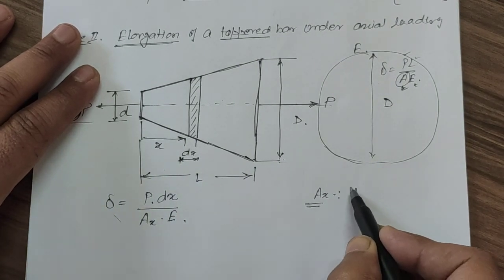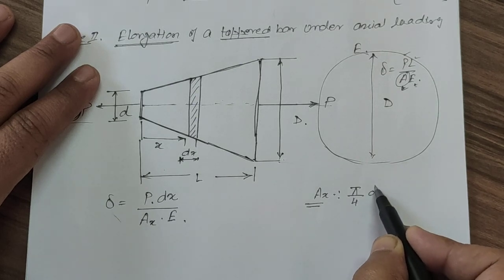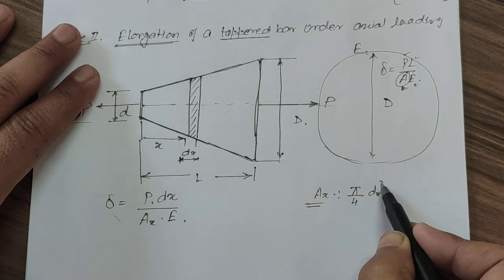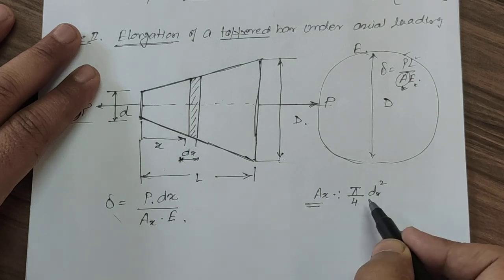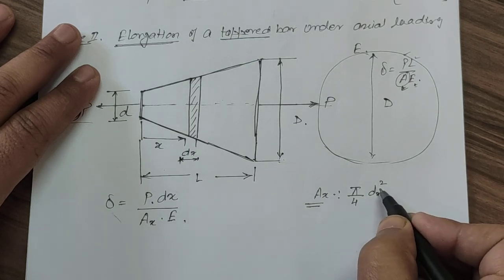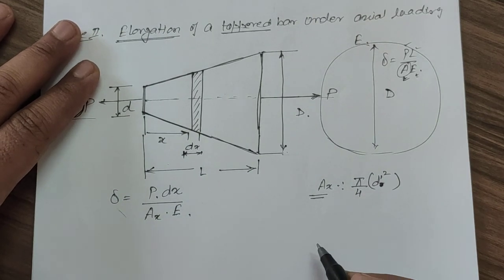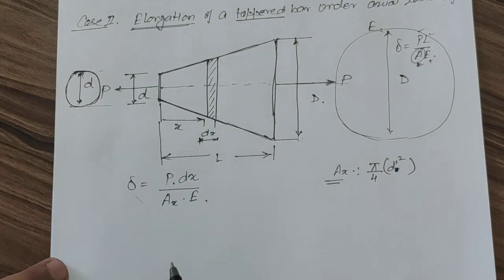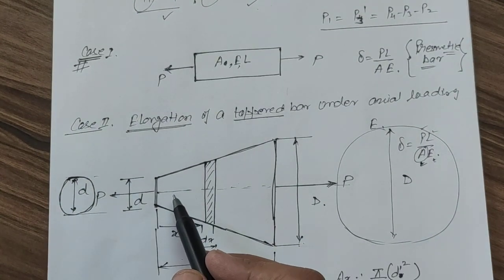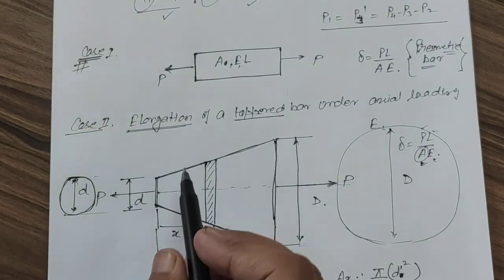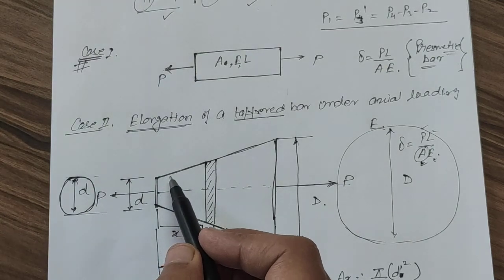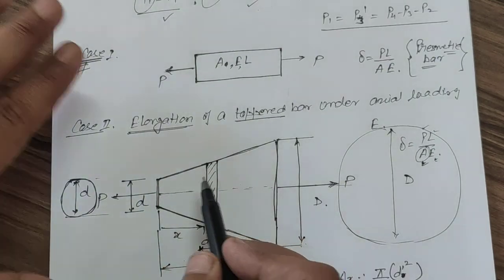For Ax, it is pi by 4 into D square. Let's say we are talking about d dash, so we take pi by 4 into d dash square. Now, d dash square, how are we going to calculate d dash? Now we will calculate d dash.